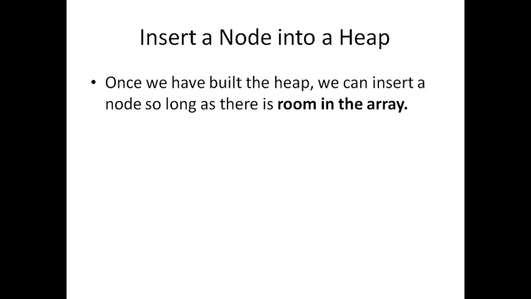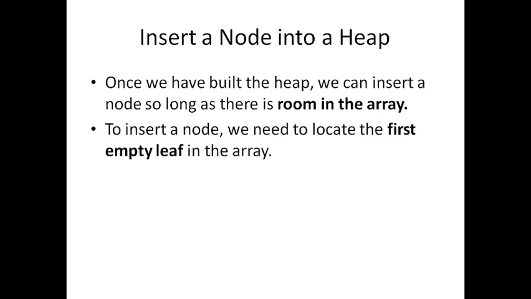And the next is about inserting a node. The previous was about constructing a new heap, but here it is about inserting a new node into a heap. First requirement is there should be space in the array, because now we have confined our implementation to an array, not to a linked list. So there is this issue of empty space. There should be space left in the array. If it is there, then we can proceed to the insert.